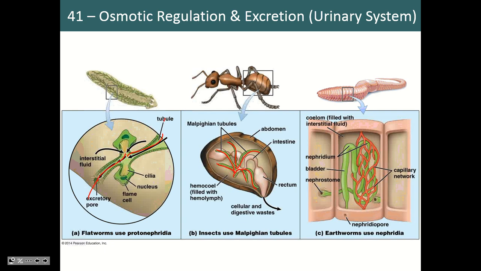And so the Malpighian tubules do the collecting in the hemocoel, and then all that metabolic and water waste is just going to go into the digestive waste and out the digestive tract with the rest of the undigested materials. Okay.